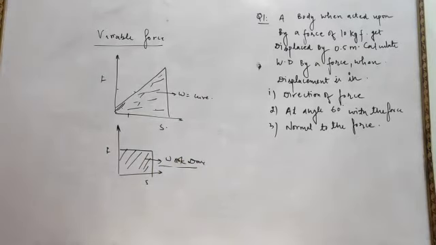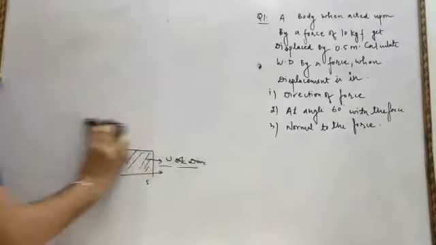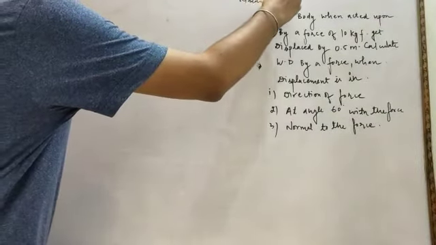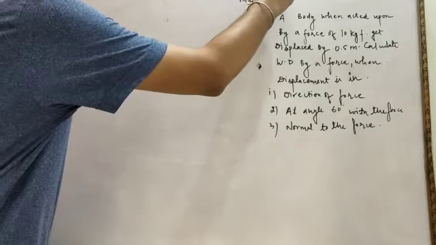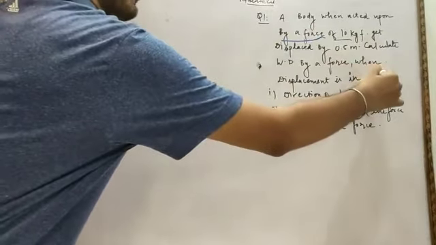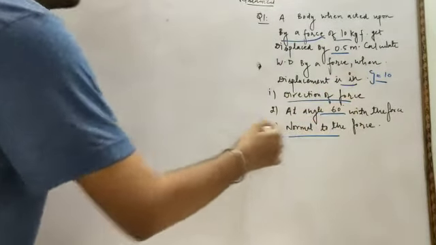Now, without wasting our time, we will try to solve one numerical based on this concept of work done. Suppose this is numerical number 1 of our chapter, numerical exercise. Go through this question. A body is acted upon by a force of 10 kgf, take g equal to 10. It gets displaced by 0.5 meter. Calculate the work done by the force where the displacement is in the direction of the force, 60 degrees with the force, and normal to the force.